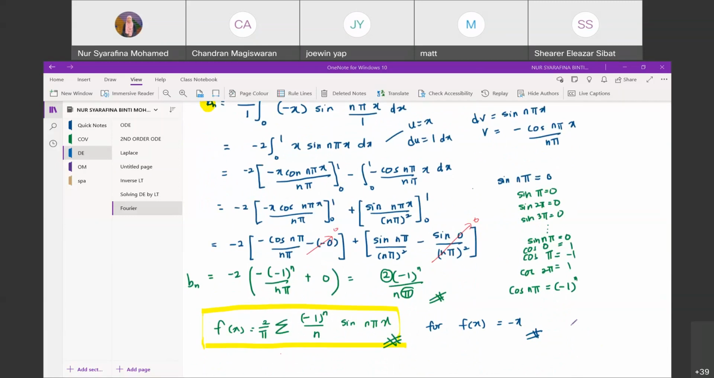But no need to do it today. We will discuss it again in our next class because this is quite a long calculation. But at least you can understand and try it on your own first. Example 5.